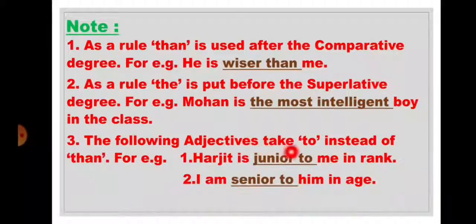Third, the following adjectives take to instead of than. For example, Harjit is junior to me in rank. I am senior to him in age.